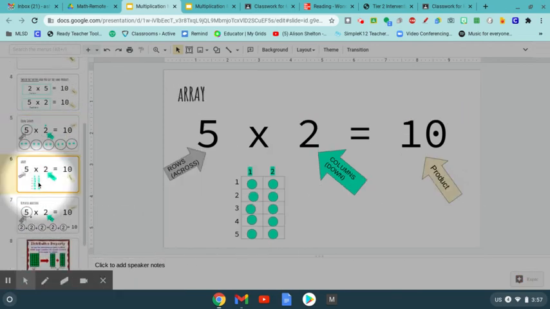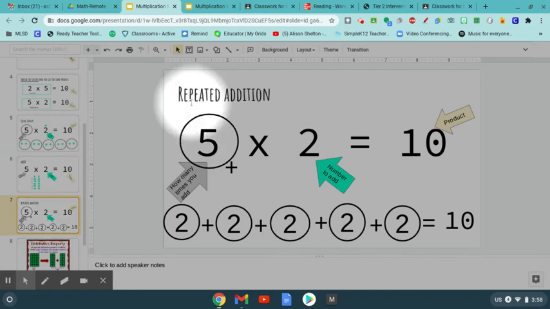We have also learned about arrays. Arrays have rows and columns. The first number, when we're doing an array, is how many rows there are, and rows go across. So we have 1, 2, 3, 4, 5 rows. The second number is how many columns there are, or you can think of it as how many in each row. We have 2 in each row, with a product or answer of 10 total.